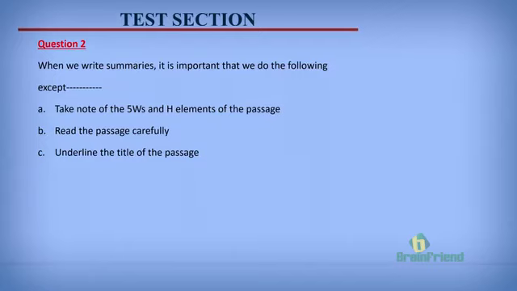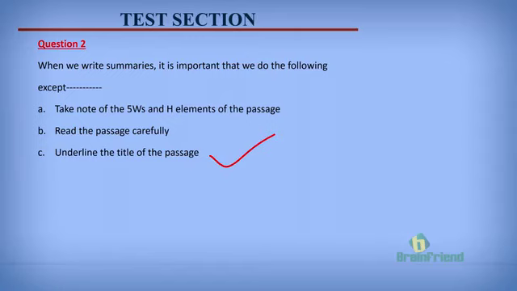Our second question says, when we write summaries, it is important that we do the following except A, take note of the 5 W's and H elements of the passage. B, read the passage carefully. C, underline the title of the passage. The correct answer is C, underline the title of the passage.